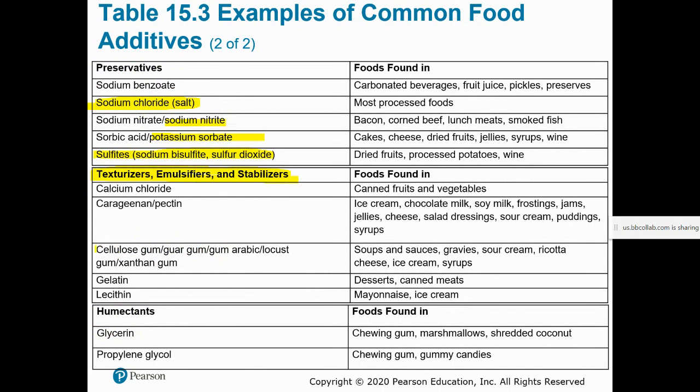So texturizers, here's a list of all of these different fibers that you might see. Again, you'll see them added to things where you want this nice, rich, thick texture. That's what any of these cellulose, guar gum, gum arabic, locust gum, and xanthan gum, they're all going to be added to something to give it that nice thick texture. So a sour cream, maybe a ricotta cheese, ice cream for sure, a lot of syrups, a lot of sauces, soups even to give it a thick broth.